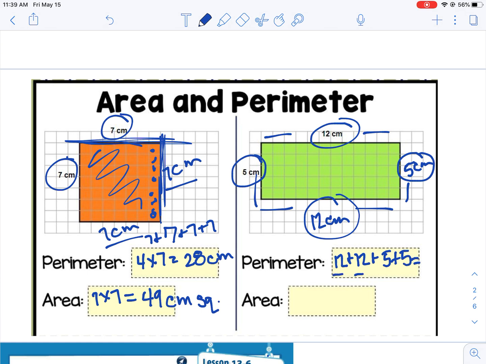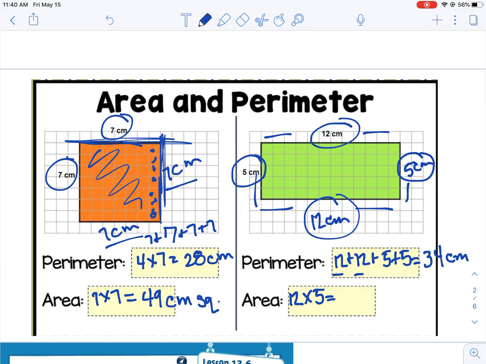And so we know 12 plus 12 is 24, and 24 plus 10 is 34. So we have 34 centimeters for the perimeter. The measurement, the distance around the shape. And then for area, like I said, it's length times width. Length times width. So the length is 12 centimeters times the width, which is 5 centimeters. And we know we could interchange them because multiplication is like that.